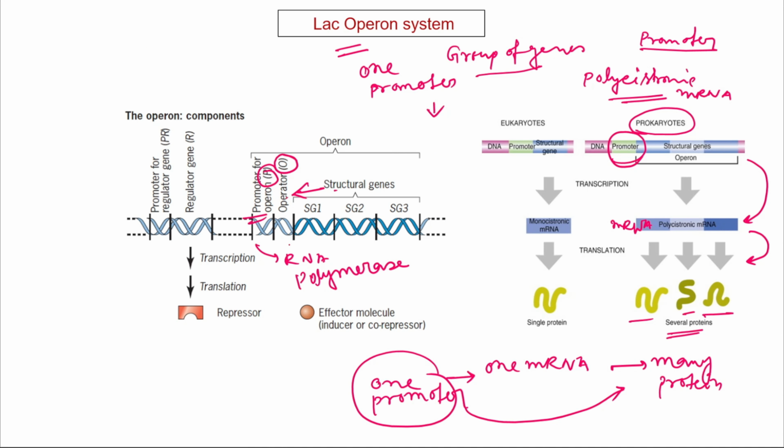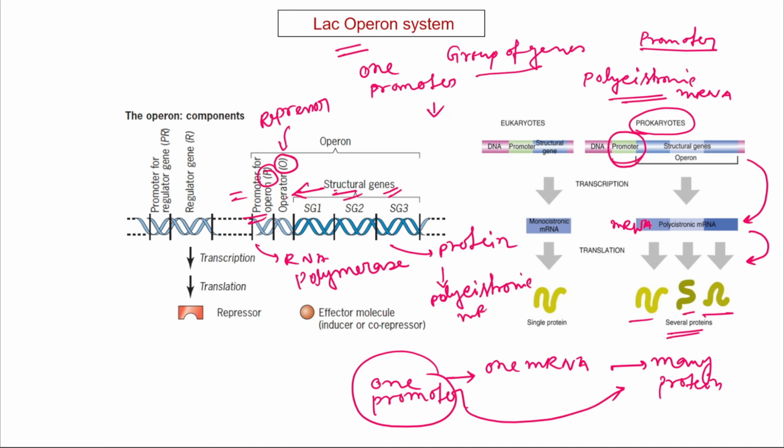It is a regulatory DNA sequence positioned between the promoter and the structural gene, where a regulatory protein, that is the repressor, can bind and act as an on and off switch. Next is the structural gene, the actual protein-coding gene that encodes proteins required for a specific metabolic pathway and is transcribed together as one polycistronic mRNA.